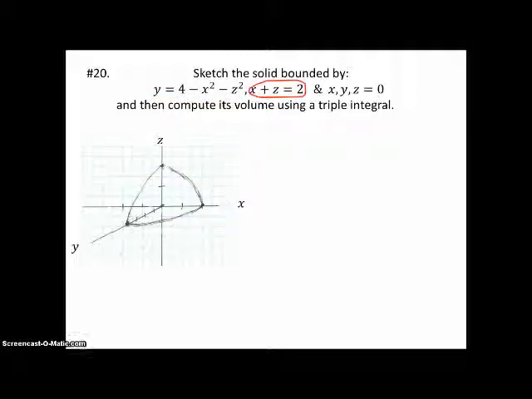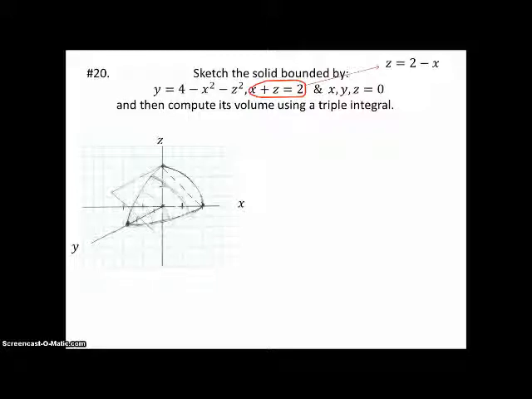So now let's move on and see what the plane x plus z equals 2 looks like. Notice that that's the same as z equals 2 minus x, so in the xz plane, I'm going to draw that line and then extend it out along the y-axis. And so what's happening is that plane is cutting off the top of that little bubble-shaped solid that we had before. And so the solid then comes up from the xy plane and hits part of the bubble and part of the plane.